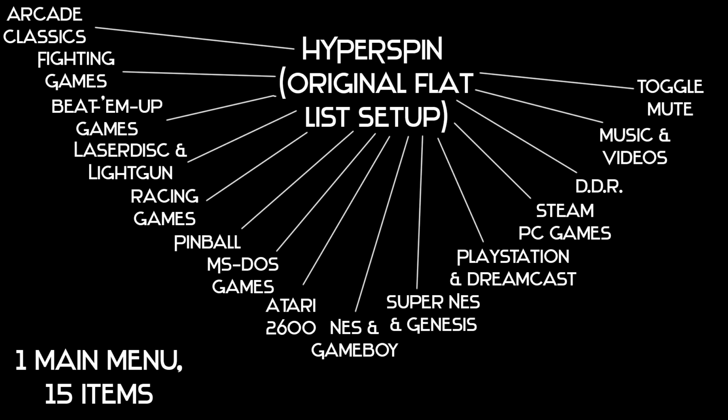First, let me briefly go over the concept of the swapper system. I did a video about this before. Right out of the box, HyperSpin allows you to have a number of wheels, each with a bunch of games. So you can have a wheel for arcade classics, a wheel for fighting games, a wheel for racing games, and so on. What you're seeing on the screen is actually my first HyperSpin setup from a year ago, and wow was it a mess.